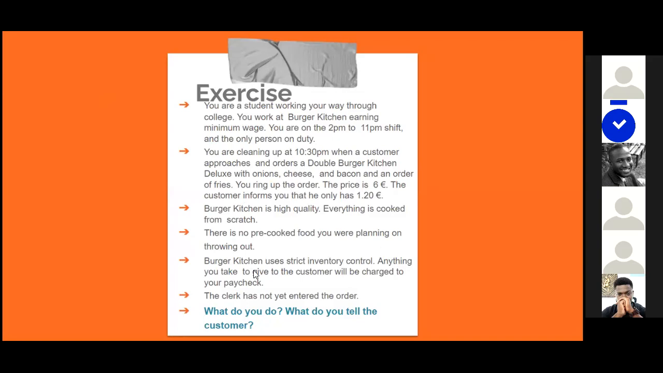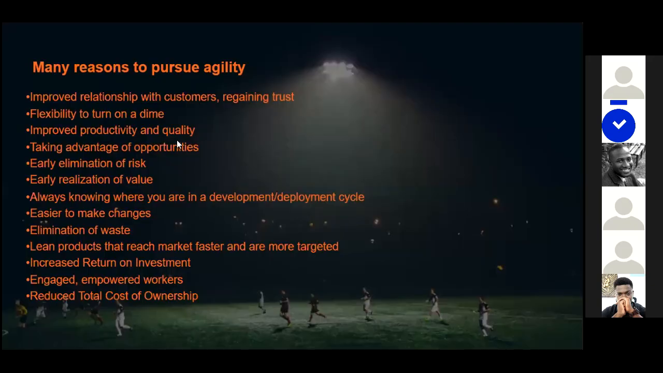Maybe let me go back to the many reasons to pursue agility: improve relationship with customers, regaining trust. You can see it's the first reason: improving your relationship with the customer.